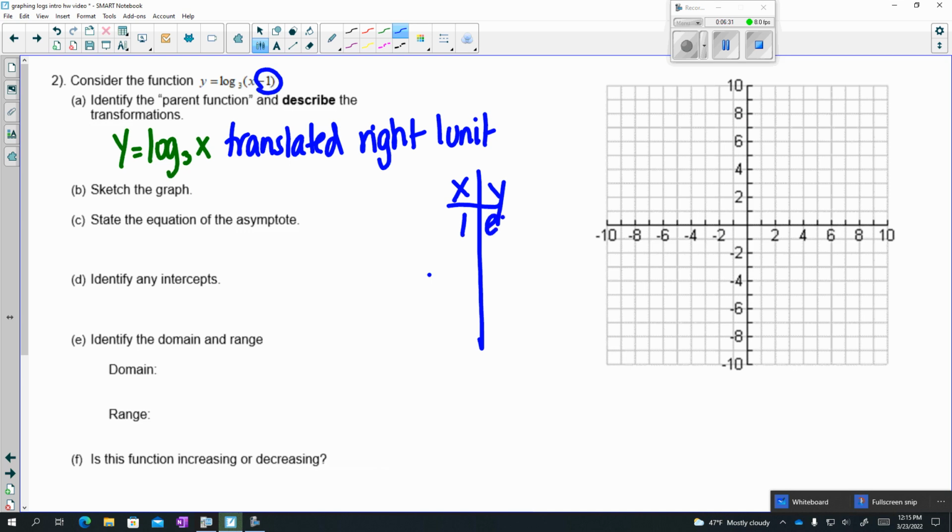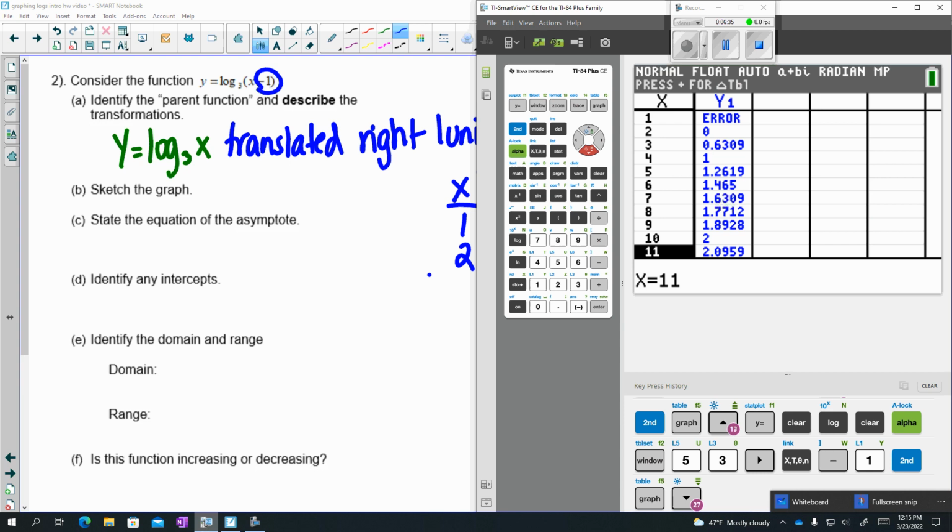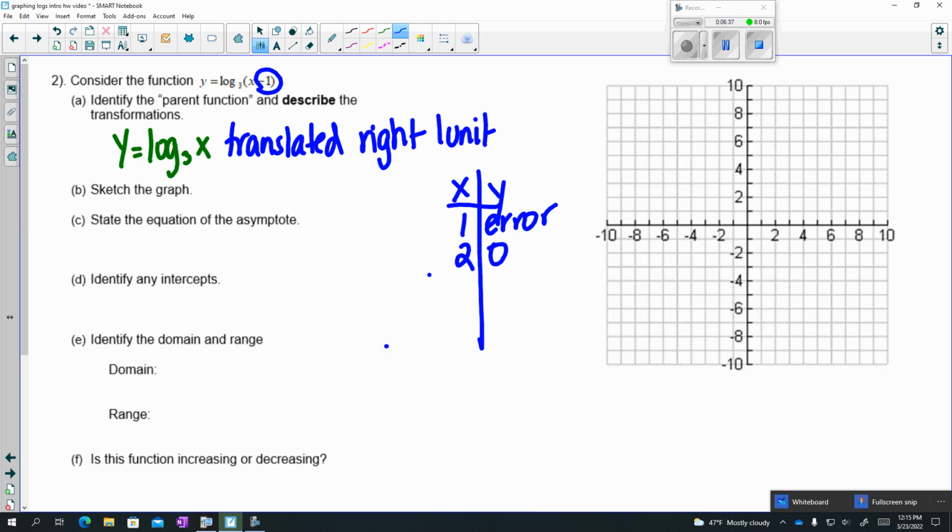So 1 has an error, 2, 0, 4, 1, and 10, 2. Those are my other numbers that were plausible to graph, considering what they gave me here. Remember, if they want to see specific things, you're going to have to sketch or scale your graph differently. So I'm going to plot these points, 2, 0, 4, 1, and 10, 2.